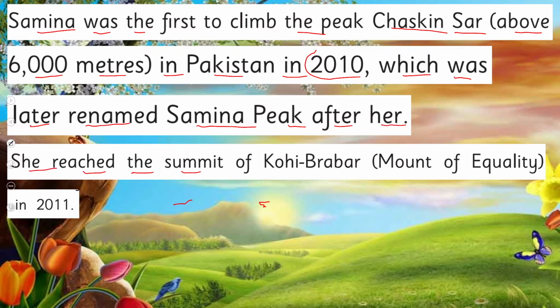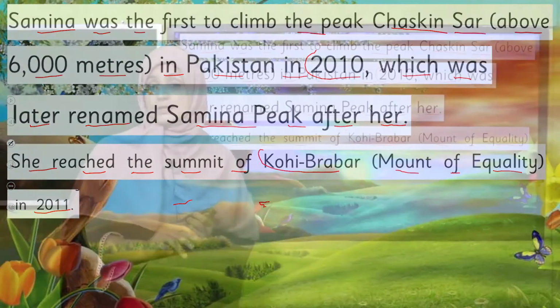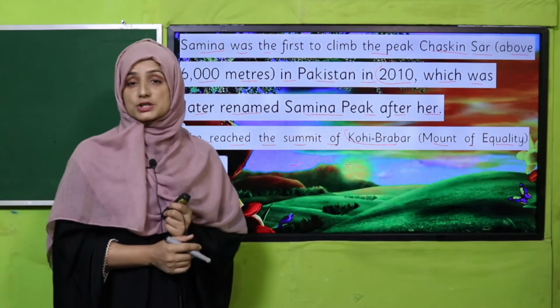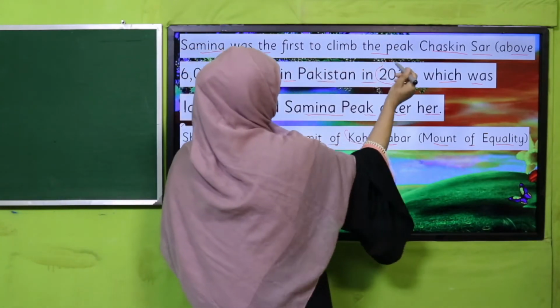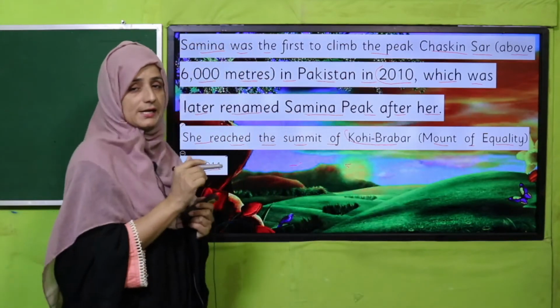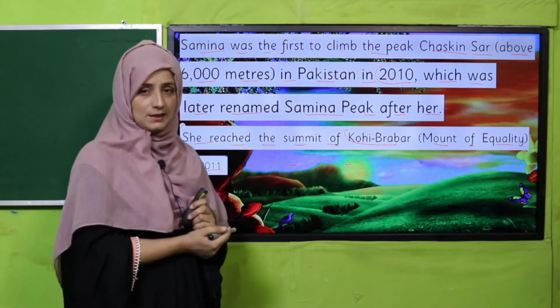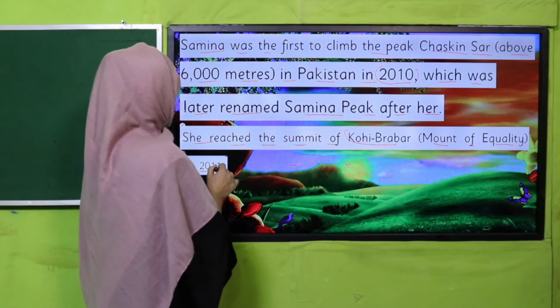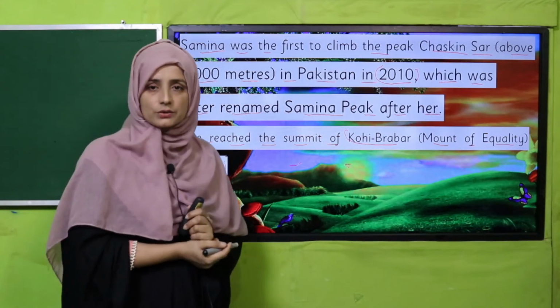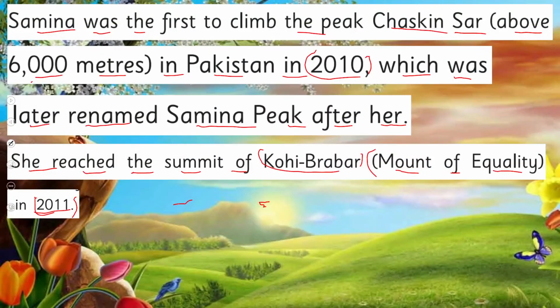She reached the summit of Kohe Barabar, Mount of Equality, in 2011. So my dear students, look at her achievements, how brave a lady she is. See that she is the first woman to climb the peak Cheskin Sir, and what was its height? 6,000 meters in Pakistan. And in which year? In 2010 she climbed that. And in 2011 she also reached the summit of Kohe Barabar, meaning Mount of Equality. Okay, she also reached over there.